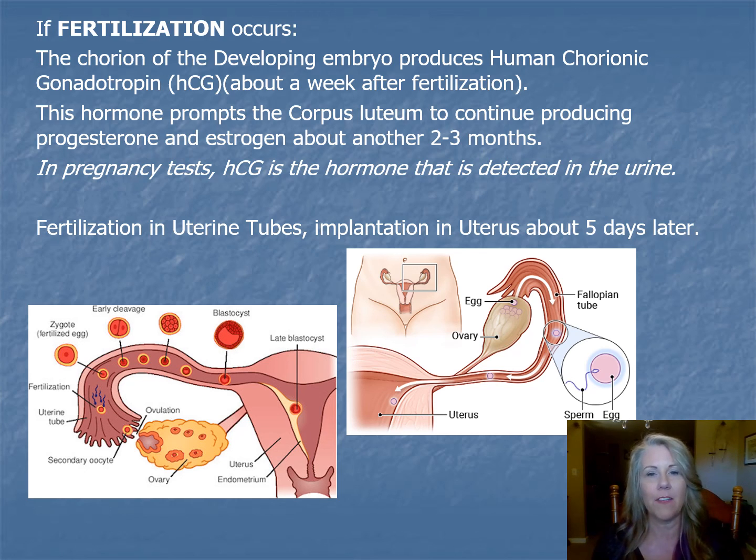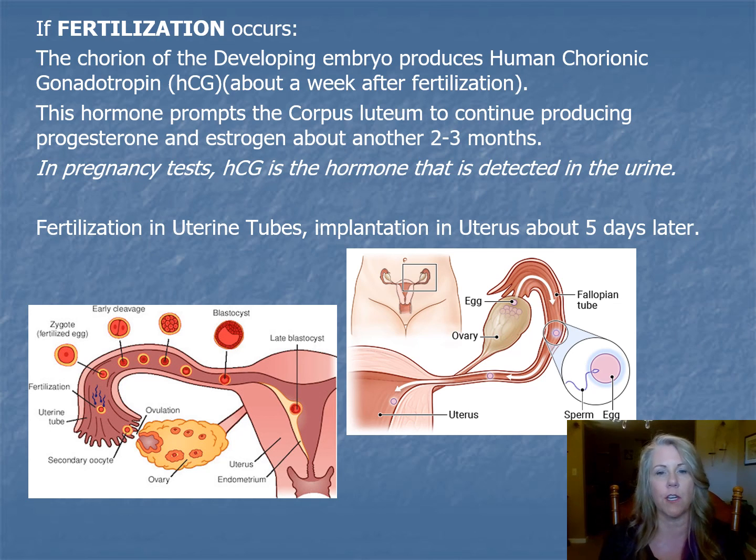All right, now this human chorionic gonadotropin, HCG, is the hormone that is detected in pregnancy tests. You can get a blood test and they're going to check for the level of this hormone, or you can do it by urinalysis. Those are the ones that you would buy at the drugstore. So the pregnancy tests that you would hold in the urine, they're looking for the human chorionic gonadotropin.